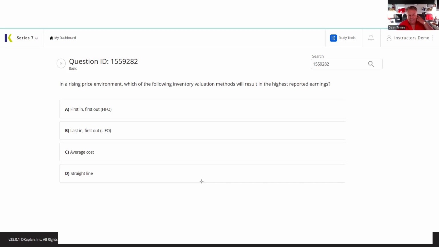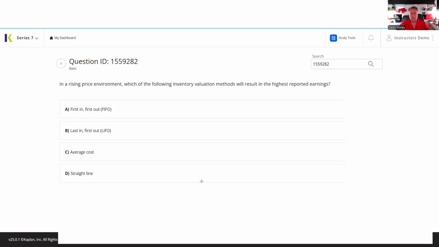All right, in a rising price environment, which of the following inventory valuation methods will result in the highest reported earnings? So what this is really asking us about is where do we have more margin using FIFO or LIFO? We should have been able to eliminate C and D because C and D aren't inventory valuation techniques. It's going to be LIFO or FIFO. So we should have had a 50-50 just knowing that.